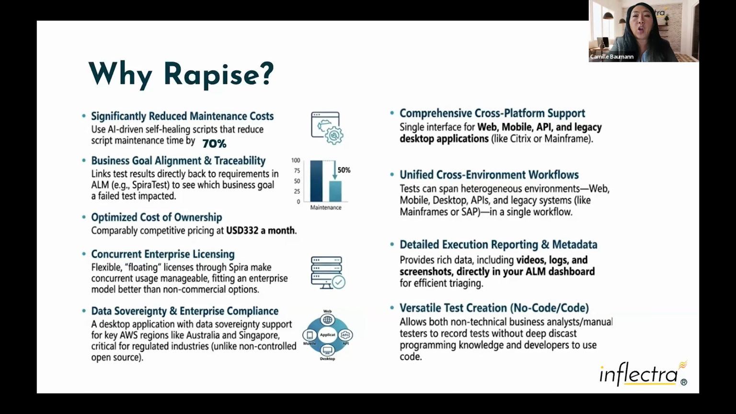And comprehensive cross-platform support. Rapise tests allows you to execute across web, mobile, API, legacy desktop applications like Citrix apps and mainframe, and unified cross-environment workflow. So you can test across web, mobile, desktop, APIs, and legacy systems with memory. Detailed execution reporting and metadata for the reporting retrieval and the scheduling. That all happens inside of Spira, but Rapise allows the direct connection to Spira for all of that triaging.